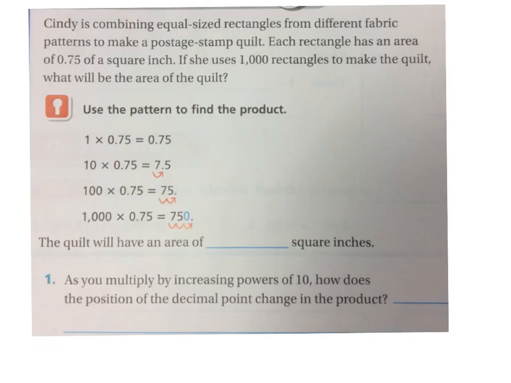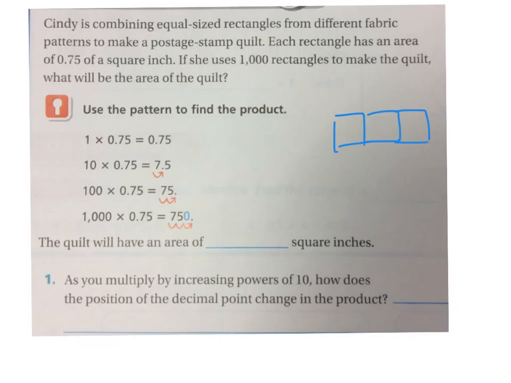It says Cindy is combining equal-sized rectangles from fabric patterns to make a postage stamp quilt. She's basically making a quilt, sewing lots of different small pieces of cloth together to make a big blanket. Each rectangle has an area of 75 hundredths of a square inch. So they're like small squares. You can imagine this in your head, squares that she's sewing together to make a quilt, right?